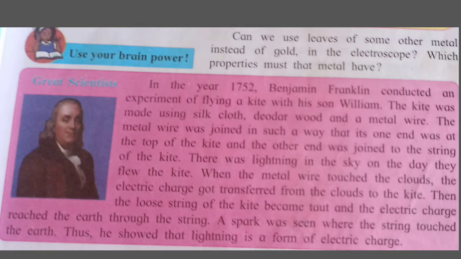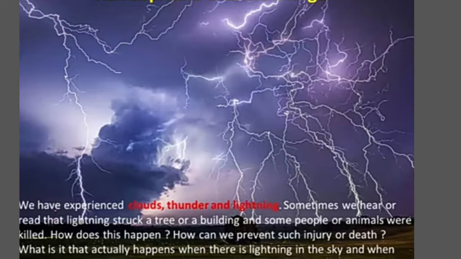Now let us see about atmospheric electric charge. We have experienced clouds, thunder and lightning. We have already experienced this. Sometimes we hear or read that lightning struck a tree or a building and some people or animals were killed. How does this happen? How can we prevent such injury or death? What actually happens when there is lightning in the sky and when the lightning strikes the ground?